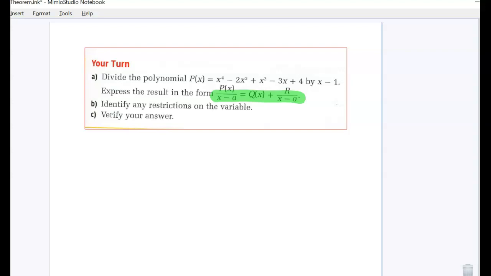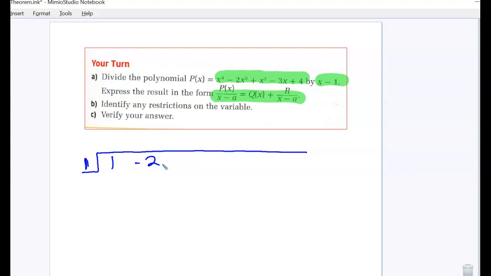Okay, so to start with, we're going to use synthetic division. I'll make a little step. And the number that makes my binomial x minus 1 equal 0 is going to be when x is 1. And then if you notice, my polynomial is written in descending order. So I'm going to have a 1 in front of the x to the 4th, a negative 2, a 1, a negative 3, and a 4. So I'm just taking the coefficients of my polynomial and writing them down. So now I'm going to leave a line.